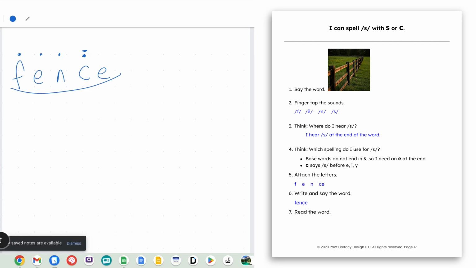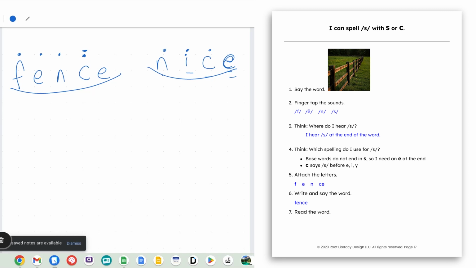The word is nice. I would say the word nice, tap it out, N-I-S. So I would attach the letters. And what spells I? It might be vowel consonant E, so I would do I, and I know that there's an E that needs to go at the end. What says S before an E, I, or Y? And it would have to be C-E, so it would be N-I-C-E. The word is nice. Let's try a couple more.